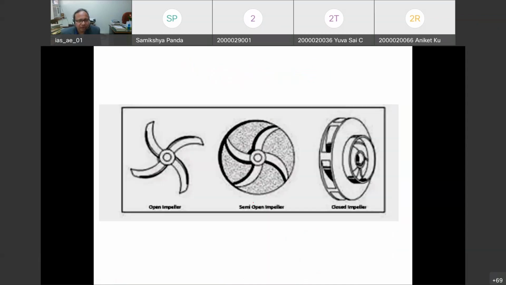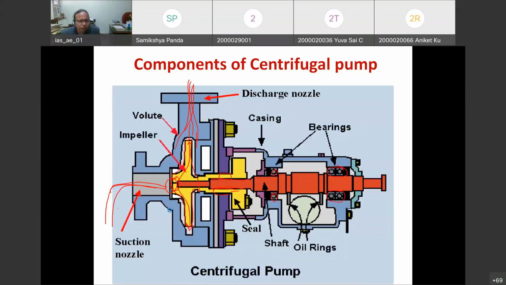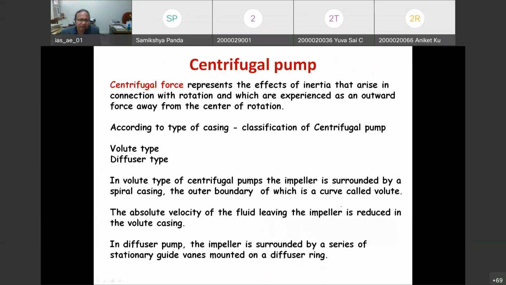Here you can see the closed impeller, semi-open impeller and open impeller. Now, I told you there are two important components of this pump: one is the impeller and the other is the casing. Now we will see the two types of casings that surround the impeller.